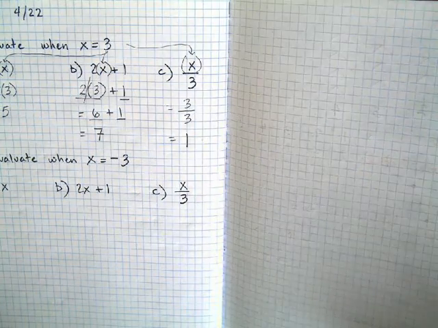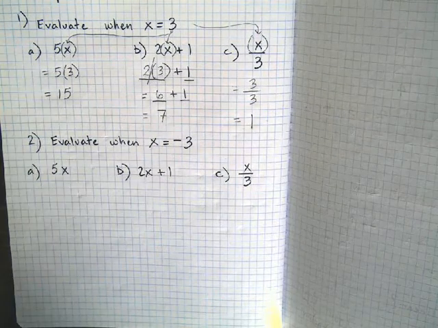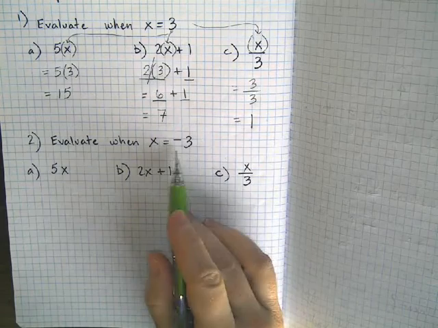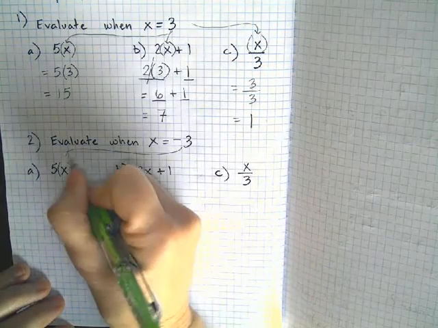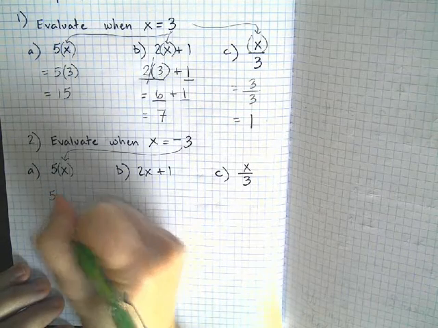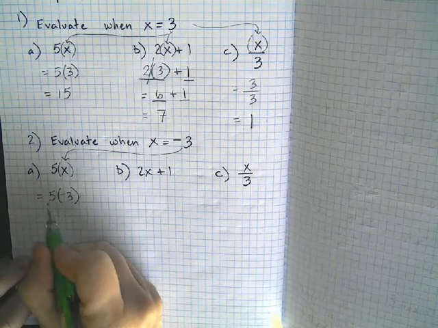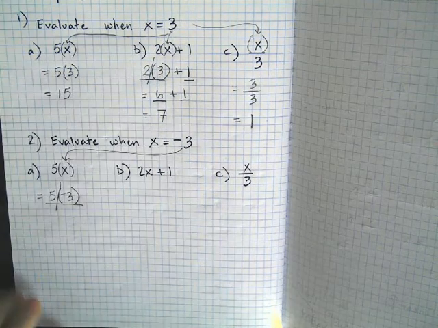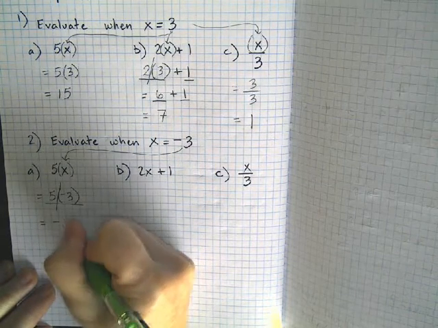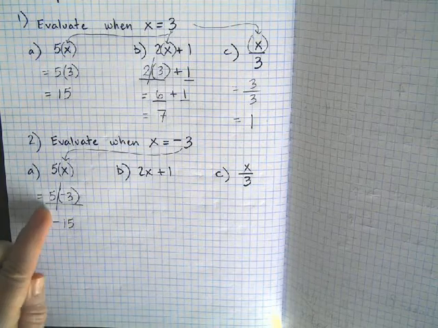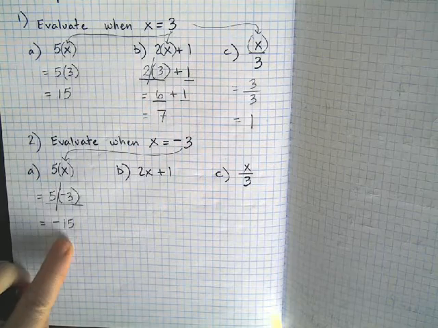We're going to do it again, but this time we're going to do it with x equals negative 3. So we're going to do the exact same thing again, but with x equals negative 3. So where the x is, we're going to put in a negative 3. So 5 parentheses, negative 3. And I can underline slash. So I have 5 times negative 3 is negative 15. Positive times a negative is a negative. 5 groups of negative 3, that's a lot of negatives.